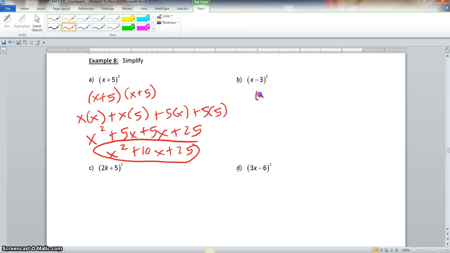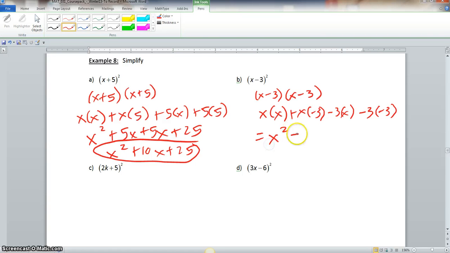Now for B, we have x minus 3 in parentheses times x minus 3 in parentheses. Again, it'll be x times x plus x times negative 3 minus 3 times x and minus 3 times minus 3. So this will give us x squared minus 3x minus 3x plus 9. So our final answer is x squared minus 6x plus 9.